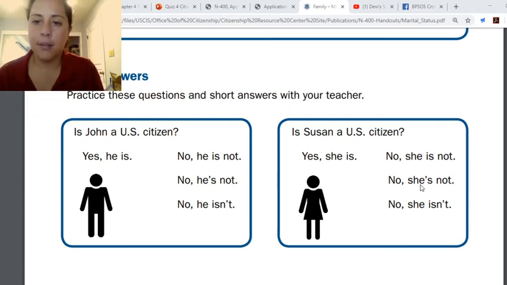No, she's not. No, she isn't. Okay? So when the officer asks you, is your husband or wife a U.S. citizen? You can say, yes, he is, or yes, she is, or no, he isn't. No, he is not. No, she isn't. No, she's not. Okay?